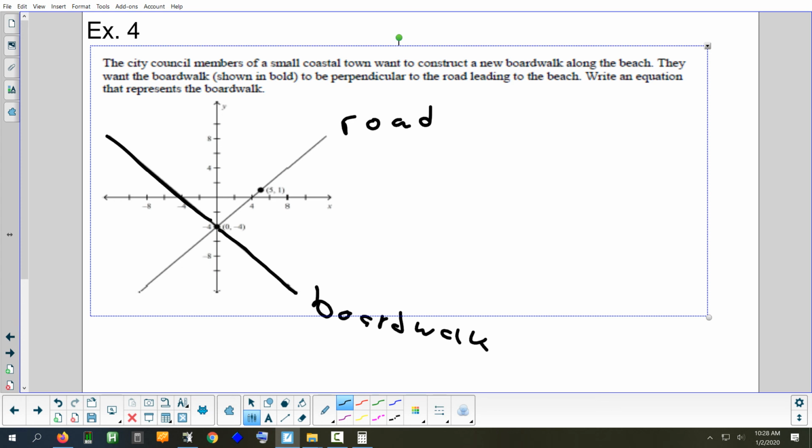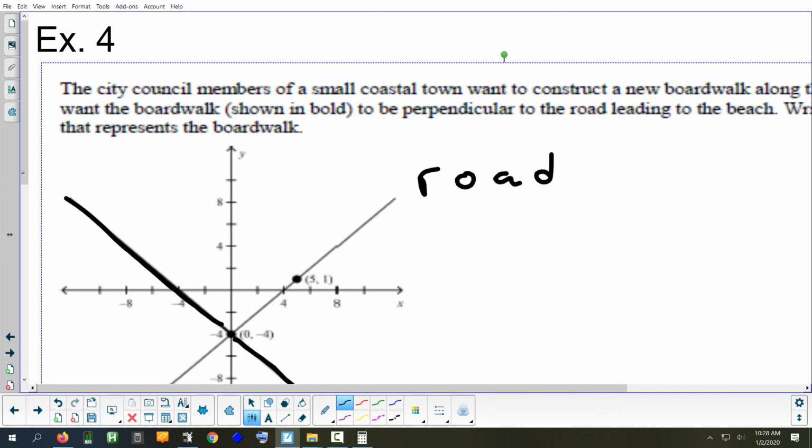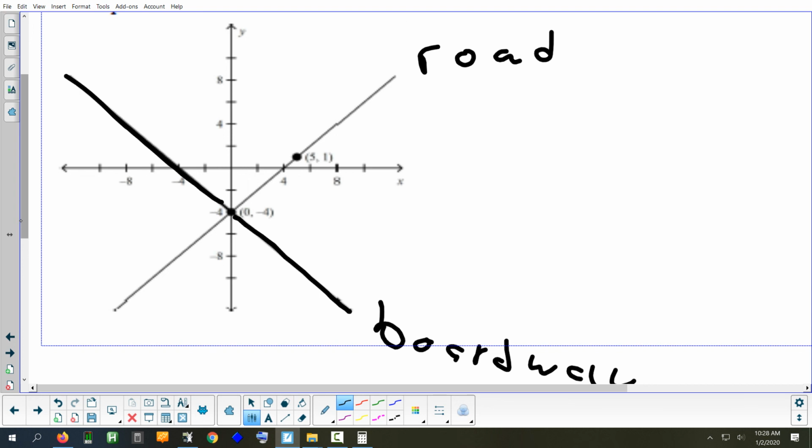Look at the line for the boardwalk. How many points do I have on the bold line? Yeah, just one. That's a problem. 1 point is not enough to find the slope. How many points do I have on the road? 2. Oh, 2, yeah. Look at the thin line. The thin line has 2 points on it.